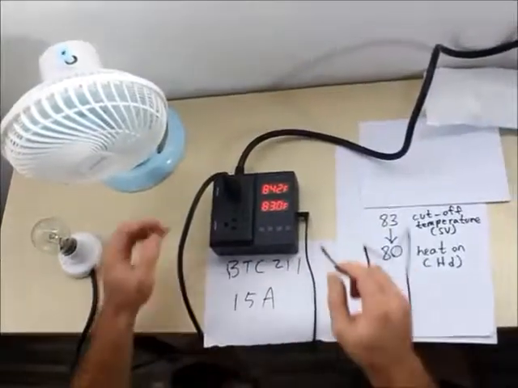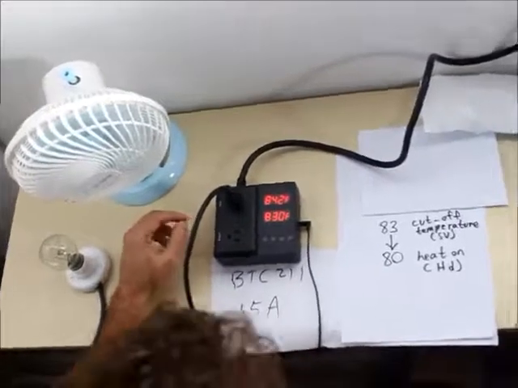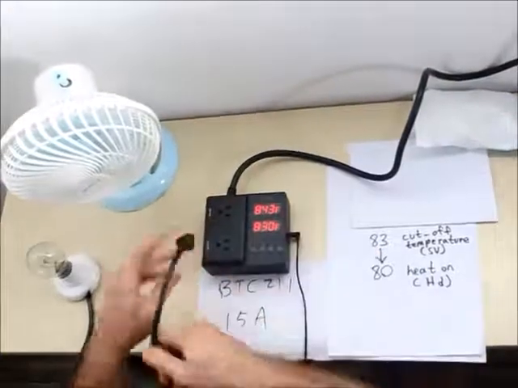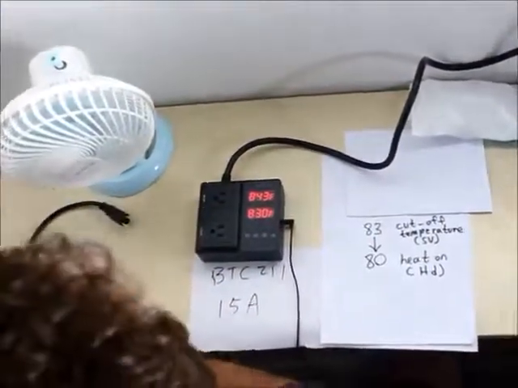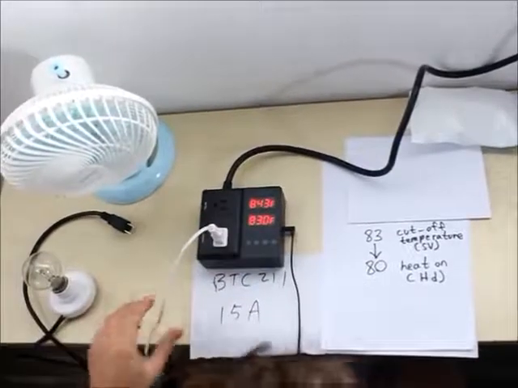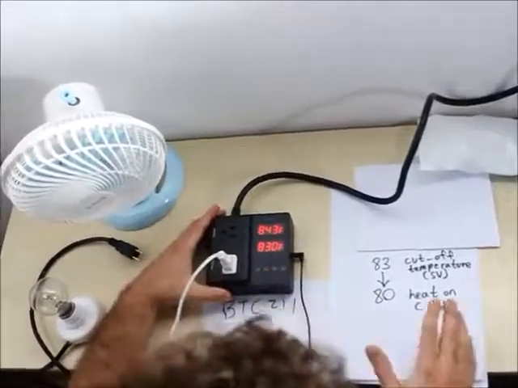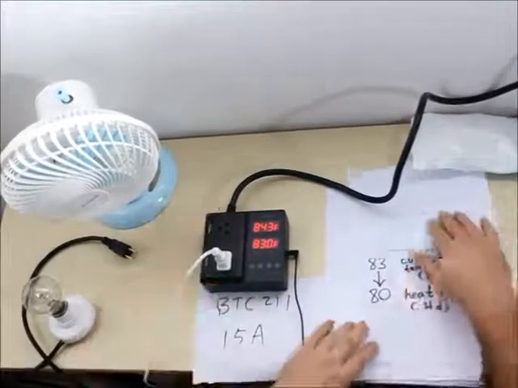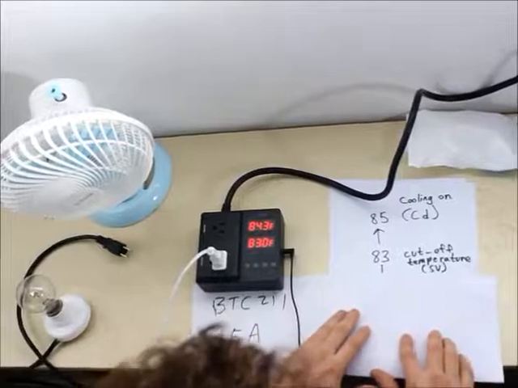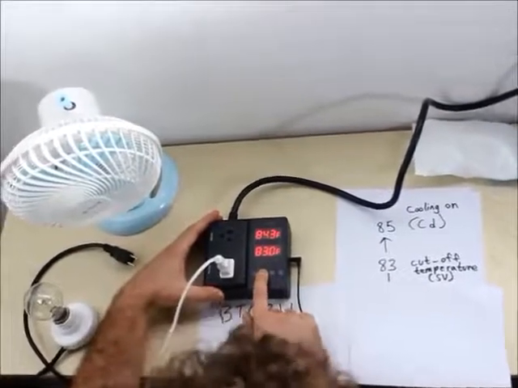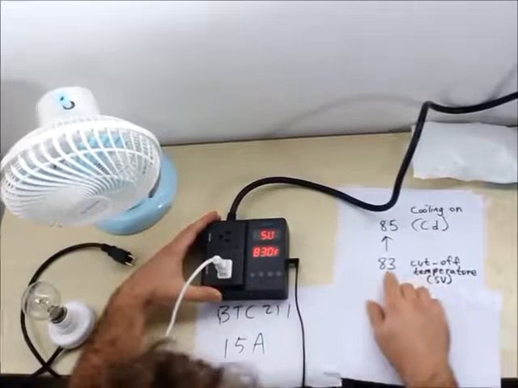If I want to use a cooling device, it's a very similar process. Let's plug in our cooling device, and we'll plug that into the cooling outlet. So the same temperature, we want our cutoff temperature to be 83. So let's press set, and there's our SV, and we want this to be 83.